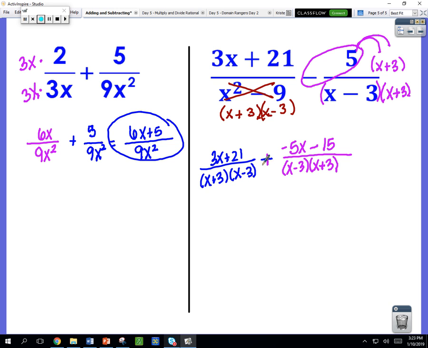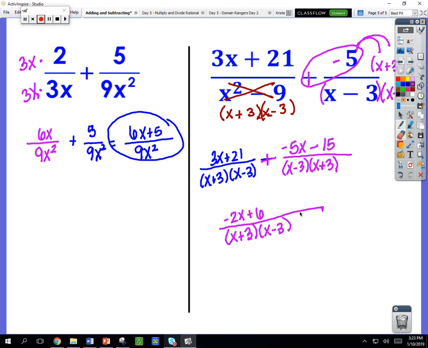Okay, so again, I went ahead and changed this to a plus negative, and I distributed a negative 5 to both of those, so that I didn't have to worry about changing my sign again later. It just makes my life easier. So now that those match, which they do, the denominator stays the same, x plus 3, x minus 3, because they're the same. And I'm just going to add across the top. 3x minus 5x is a negative 2x. And then 21 minus 15 is a negative 6. I'm sorry, is a positive 6. 21 minus 15 is a positive 6.